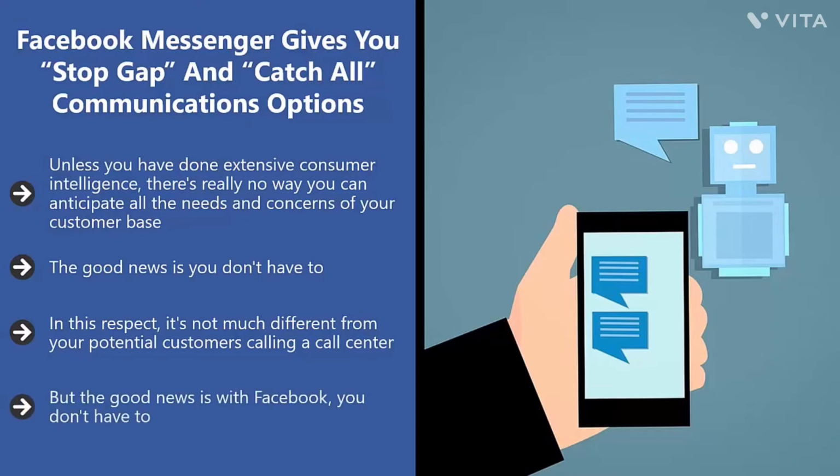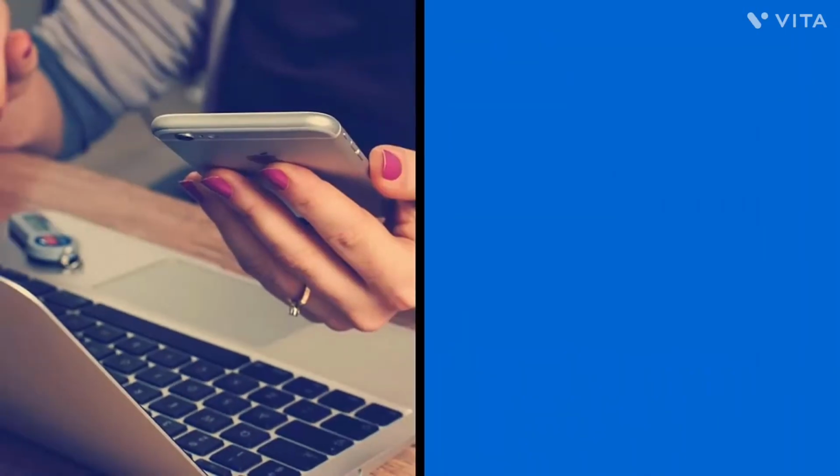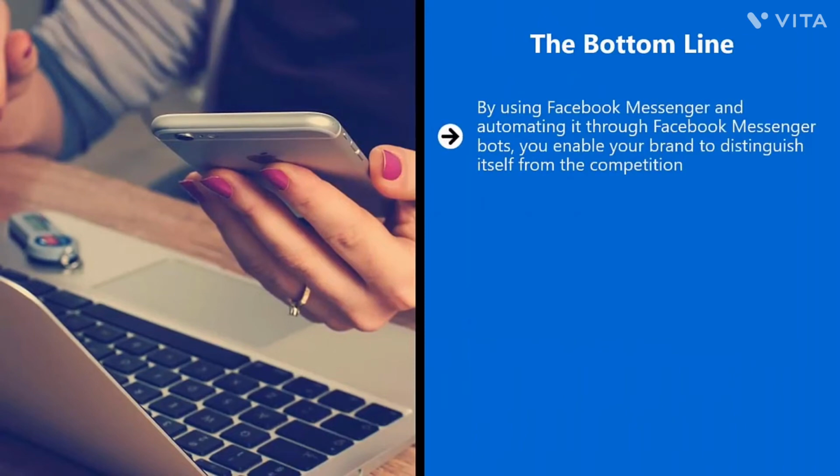But the good news is with Facebook, you don't have to. If you set up your Facebook Messenger bot correctly, it can anticipate or filter inquiries people have and break it down into finer points so your prospective customers can get the information they desire. If anything, they can get enough information to satisfy them until you follow up and give more detailed and specific information. The bottom line: by using Facebook Messenger and automating it through Facebook Messenger bots, you enable your brand to distinguish itself from the competition.